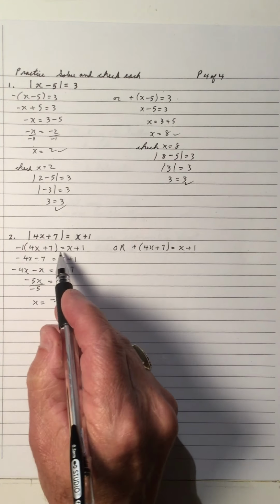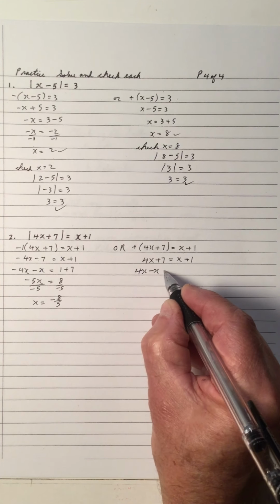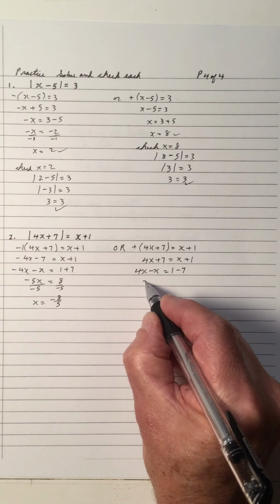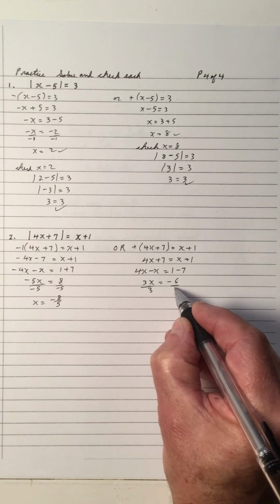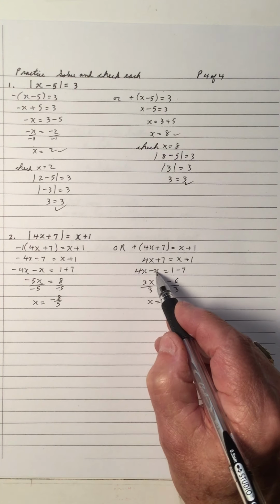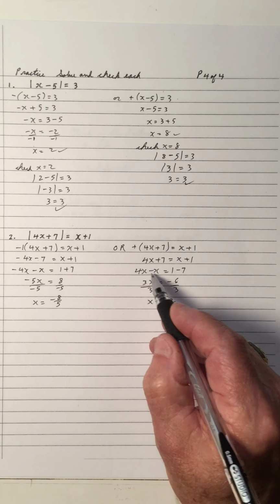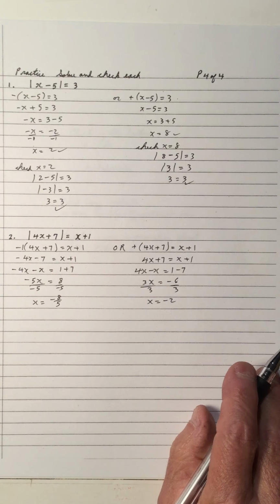So notice we did the negative, and x moved over to become a minus, the 7 moved over to become a plus. Okay, and this didn't change. So I have 4x minus x equals 1 minus 7. 3x equals negative 6. Divide by 3. X equals negative 2. X moved over to become negative 3, 7 moved over to become negative 6. Perfect.